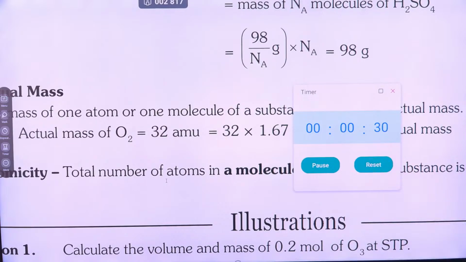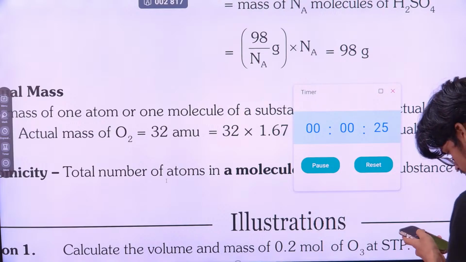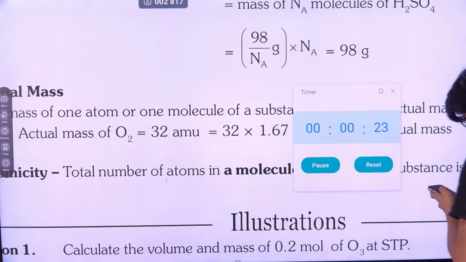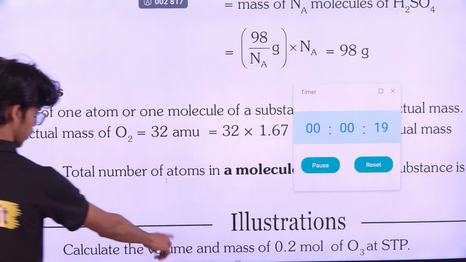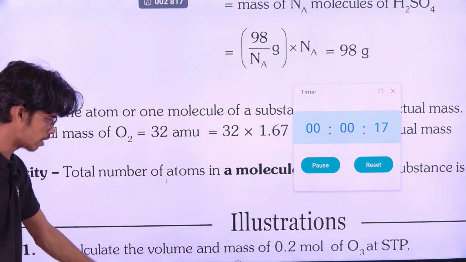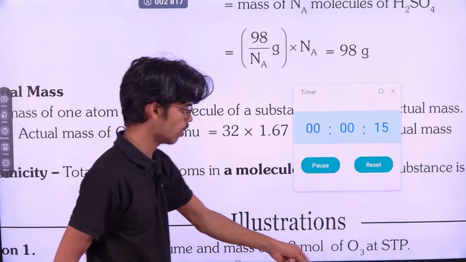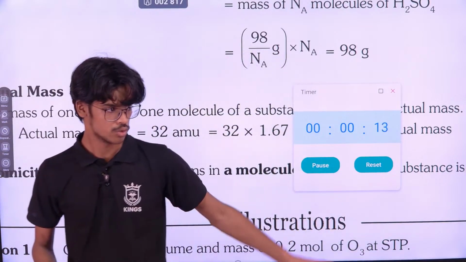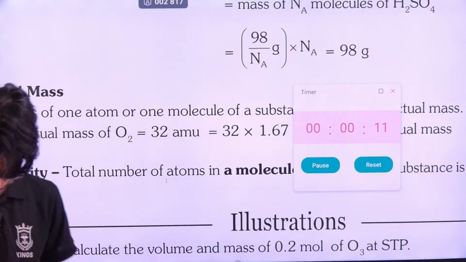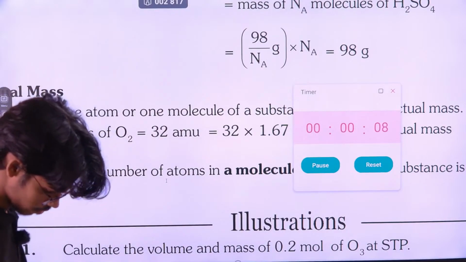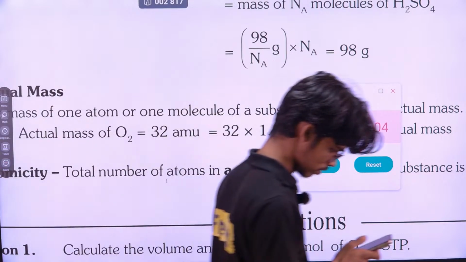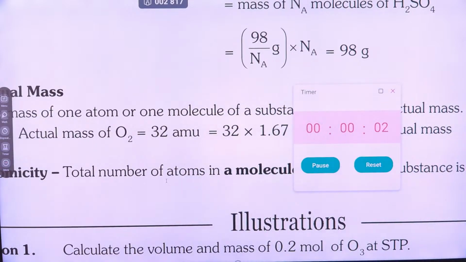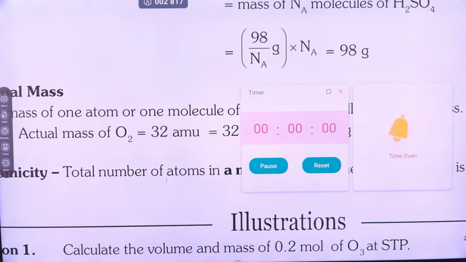31 seconds are there. Shraddha, Kanishka, Priya, try to do it, everybody. Calculate the volume and mass. You have to calculate the volume and the mass of 0.2 mole of O3 at STP. O3 is ozone, right? You must know the names also.